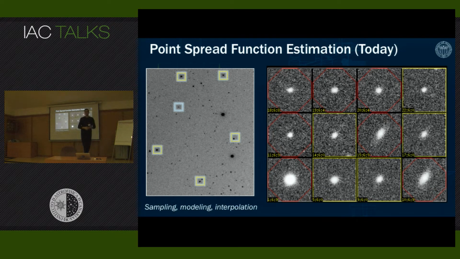And the interpolation schemes are fairly simple. It's like Chebyshev polynomials over the image or something similar. As you can tell, I'm skipping a whole lot of detail here. I don't really have time to go through the math.